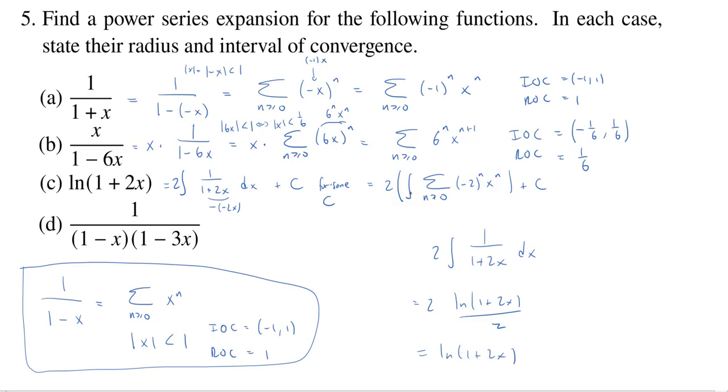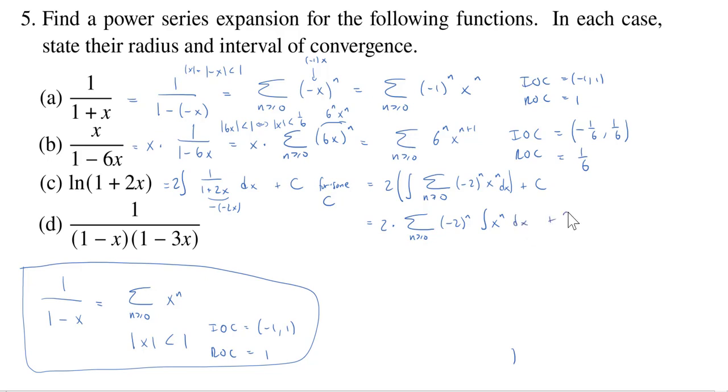All right, let's see, I want to swap the order of the summation and the integral, which I'm allowed to do. And when I do that, this negative 2 to the n, oh, of course, we're missing a dx in here. This negative 2 to the n has nothing to do with x, so I can pull that out as well. So let's see here. We have 2 times summation, n starting at 0. Then we have a negative 2 to the n, and we're going to integrate x to the n dx. And then there's this constant.